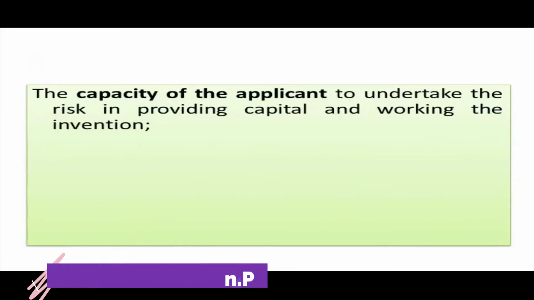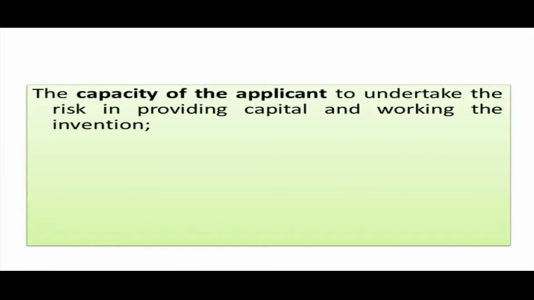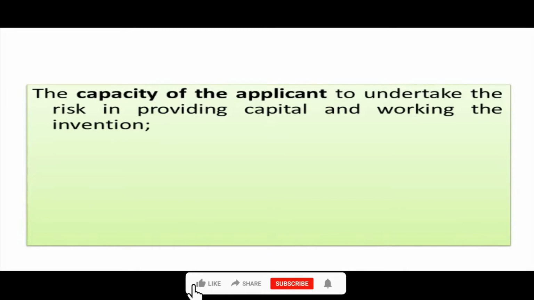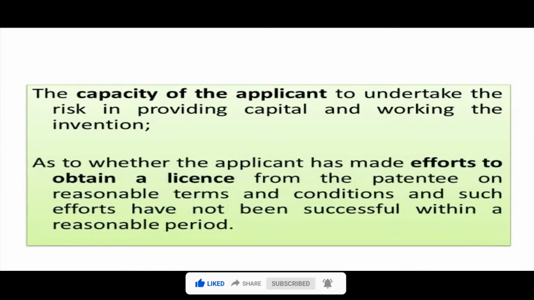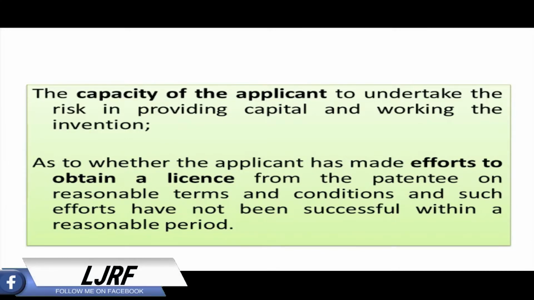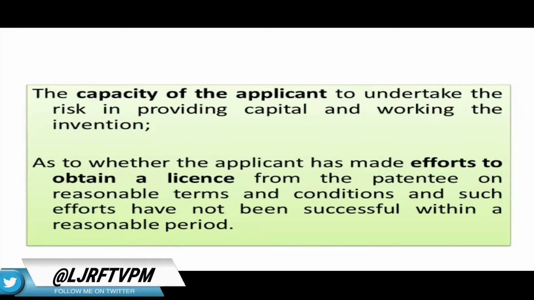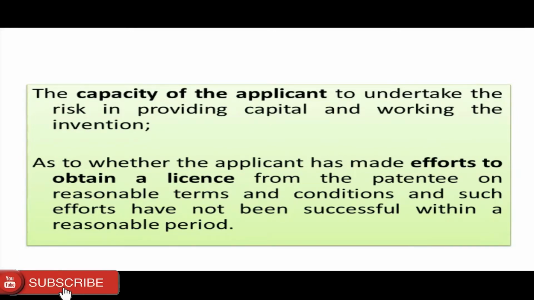And moving on with considerations of the controller, the capacity of the applicant to undertake the risk in providing capital and working the invention. So he should have the technology for that, and he should also have the financial capacity for that. Both are important considerations. And as to whether the applicant has made efforts to obtain a license, whether the applicant for compulsory license has already approached the patent holder, the patentee, and whether he has made a genuine effort to get a license from him or her or not, is also an important consideration.